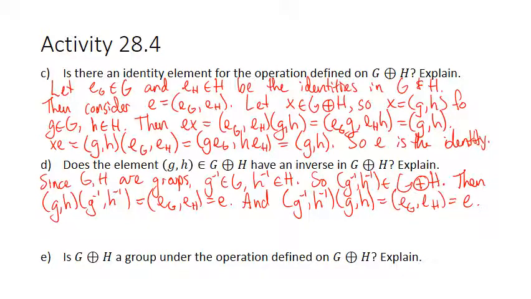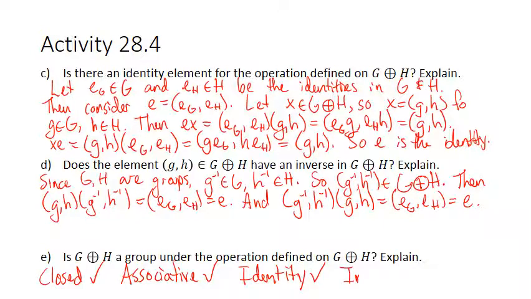Okay, so this brings us to part E. Is this external direct product a group under the operation defined? Yes, so we did closed, we did associative, we did the identity, and we did inverses. So it has all of those four group properties, and so it is a group.